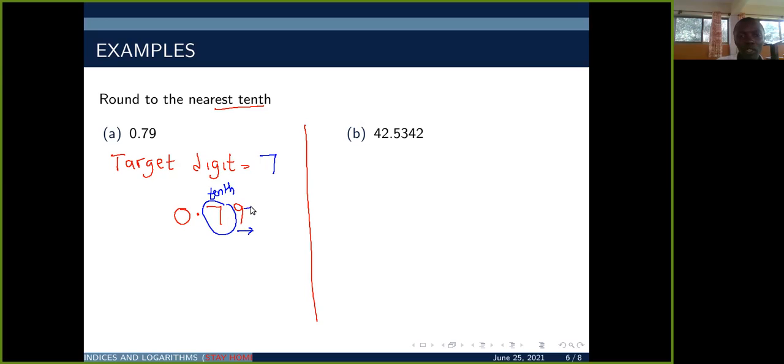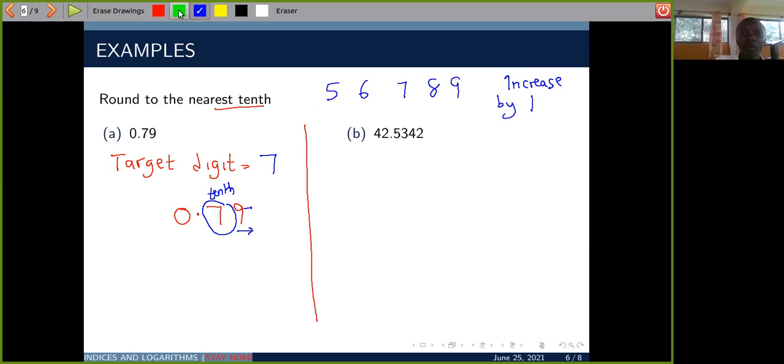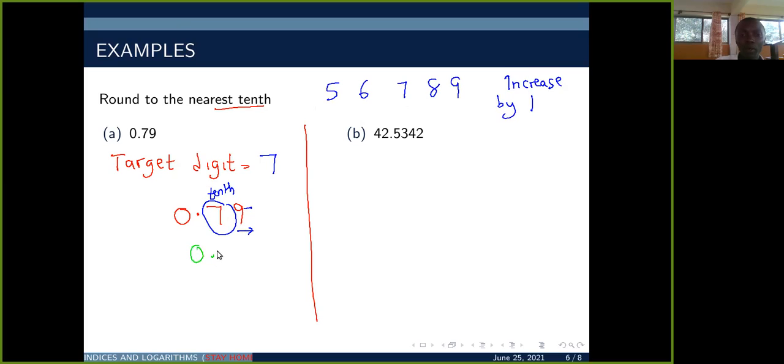So the number that is on the right is 9. So what did we say? Numbers 5, 6, 7, 8, and 9, we increase by 1. So I'm going to come back and I write my digit as 0.79. Then I'm going to increase this digit by 1.